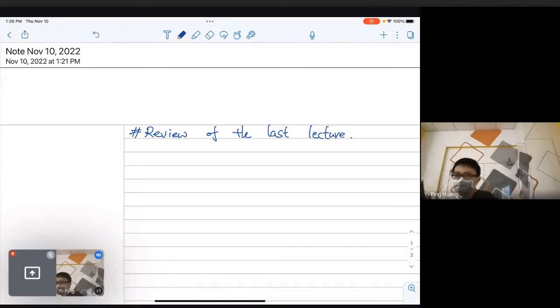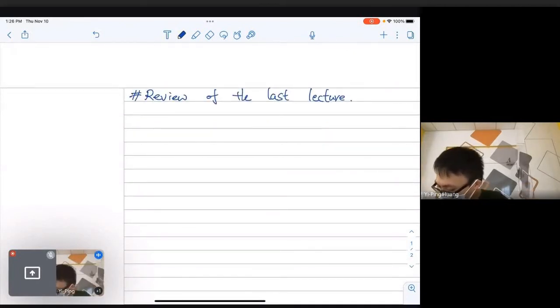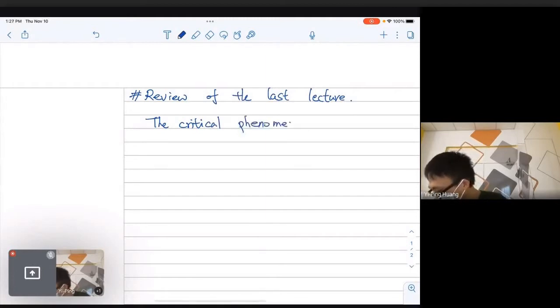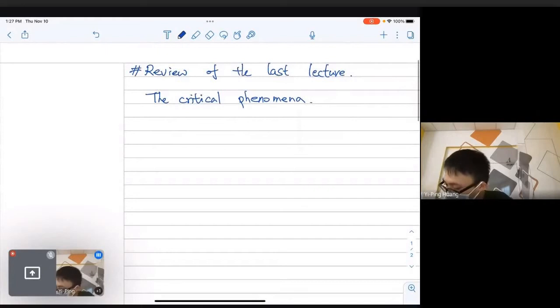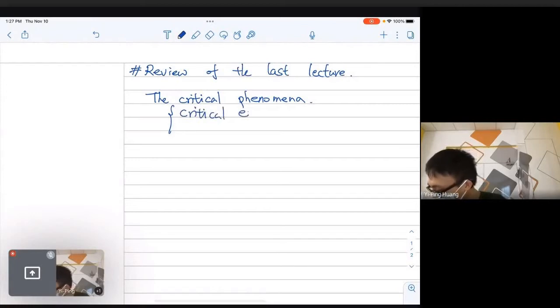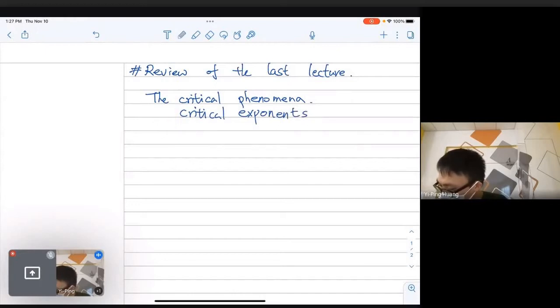Okay, so basically, what we are trying to do is to understand the critical phenomena. Especially, there are several important parameters, basically the critical exponents, that describe what's going on nearby the critical points.